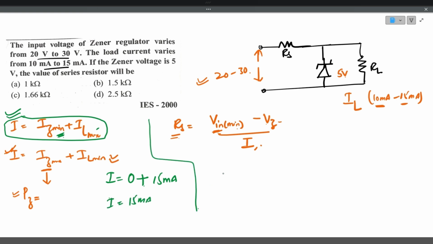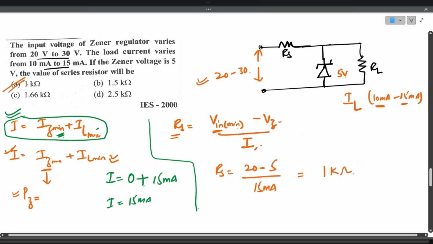Now substitute this value here. Series resistance: V in minimum is 20 volts minus Zener voltage 5 volts, divided by I, 15 milliamps. You will get a series resistance of 1 kilo ohm. So the answer is option A.